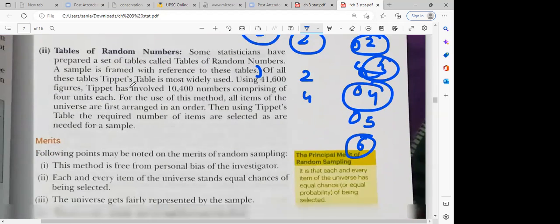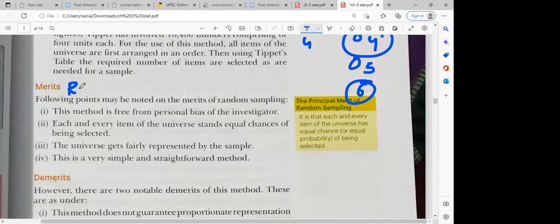Now the question is, ma'am, what are the merits of random sampling? Okay, so merits of random sampling, I'm writing here RS, that is fair. First of all, you will write free from personal biasness. Then second, each and every item of universe stands equal chances of being selected. Then the universe gets fairly represented. And then, very simple and straightforward method. So you don't have to write the entire thing. The part I have marked, you have to write only this. Getting the point?